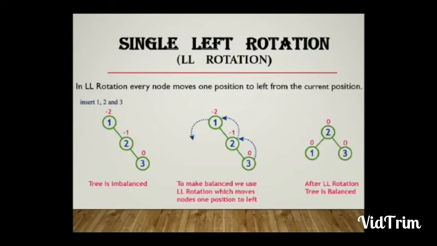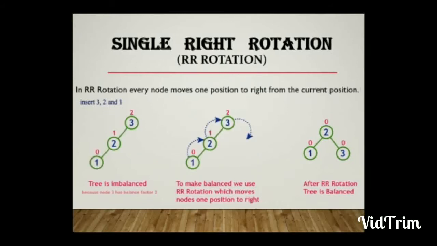Single left rotation or LL rotation moves every node one position to the left from the current position. In the first figure, you can see the balance factor is -2, which isn't acceptable in an AVL tree. So we move the element 1 to the left so that the tree becomes balanced and all the balance factors become 0.